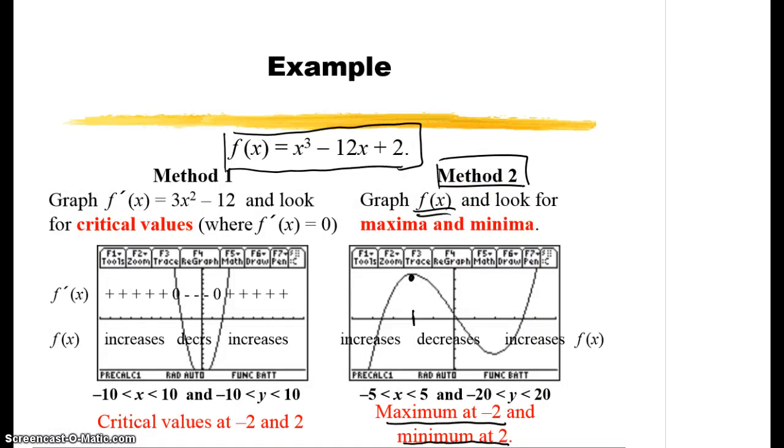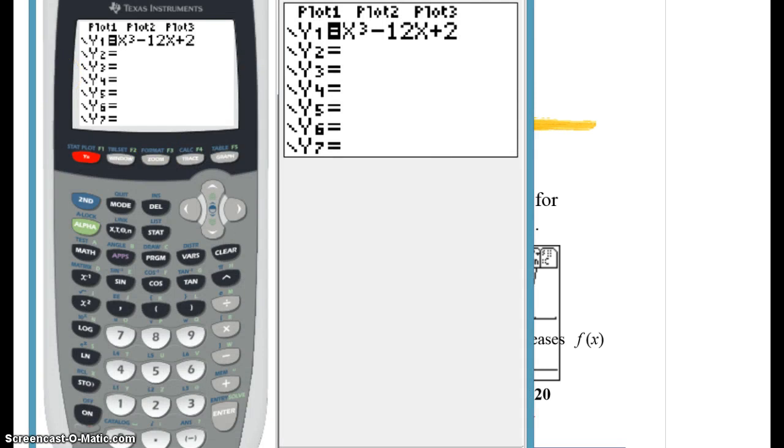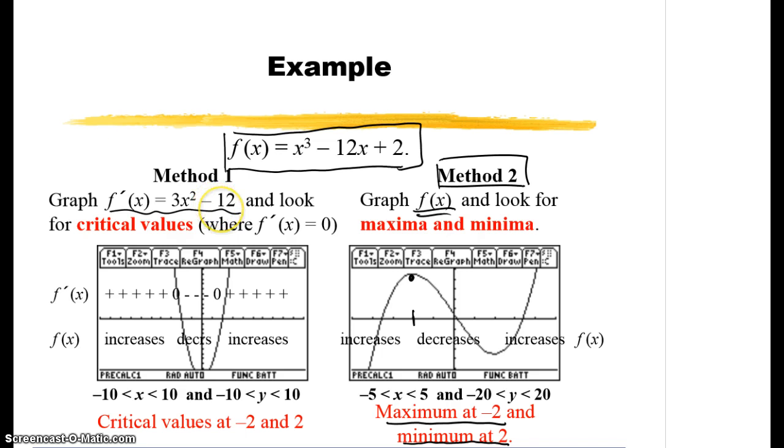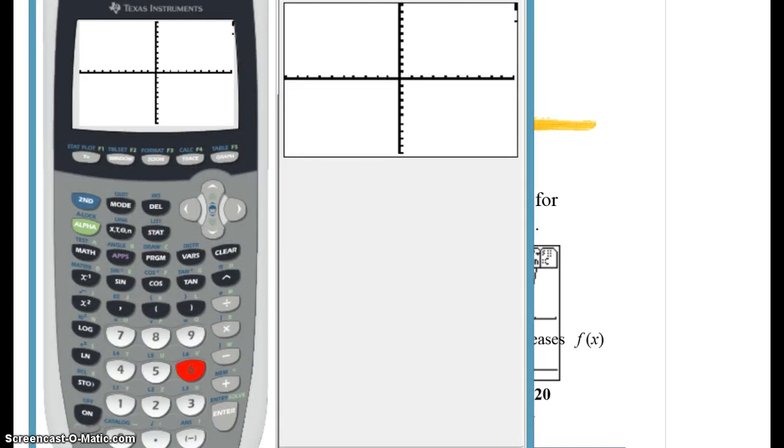Why don't we illustrate the same thing, finding critical values now using the derivative of the graph. So you graph the derivative instead. Go to your calculator and graph the derivative, which is 3x squared minus 12. 3x squared minus 12, right? I'm getting this from here. Then, why don't we go ahead and graph this in the standard window. And it's a nice parabola. Here's what it looks like.